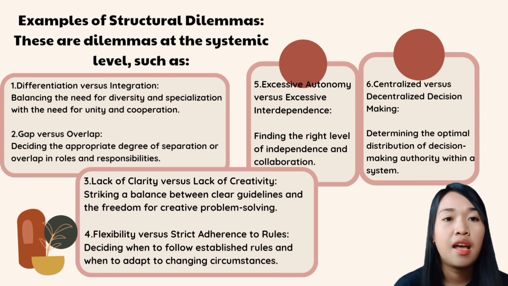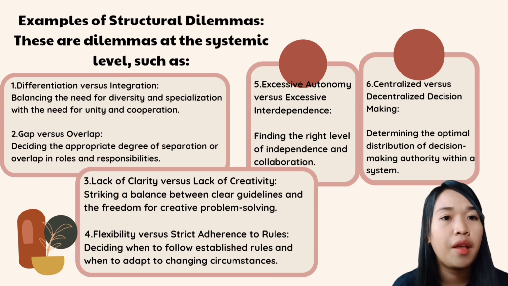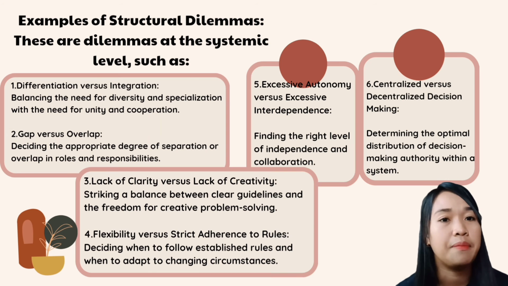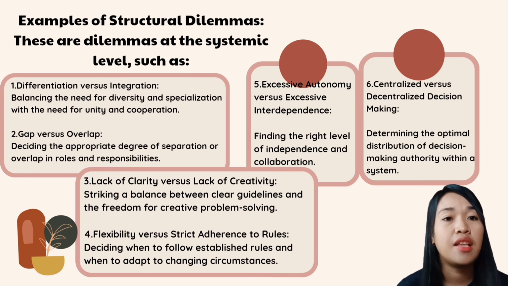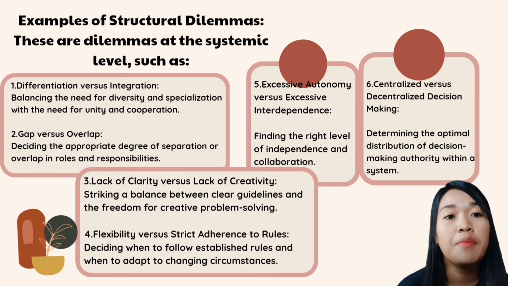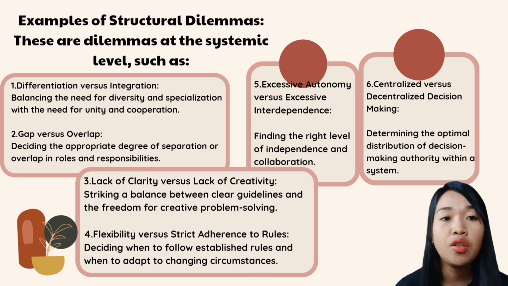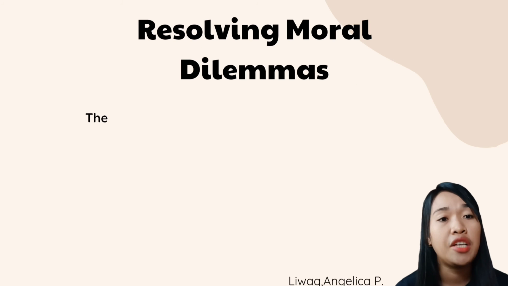The fifth one is the excessive autonomy versus excessive interdependence, finding the right level of independence and collaboration. So finding the optimal level of independence and collaboration within a system. The sixth one is the centralized versus decentralized decision making, determining the optimal distribution of decision making authority within a system, determining how decision making authority should be distributed within a larger system.